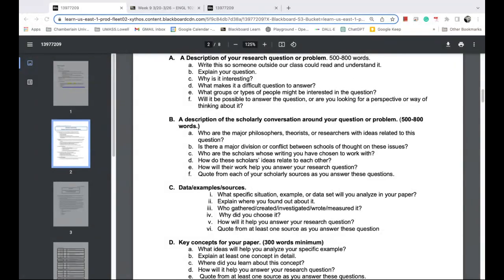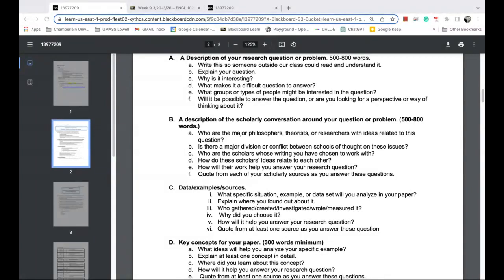So what I would do is make a quick list for myself of who to talk about. AI technologists and creators, and then educators, if I do college or higher ed, and administrators maybe. Okay, so then I need to describe the scholarly conversation.